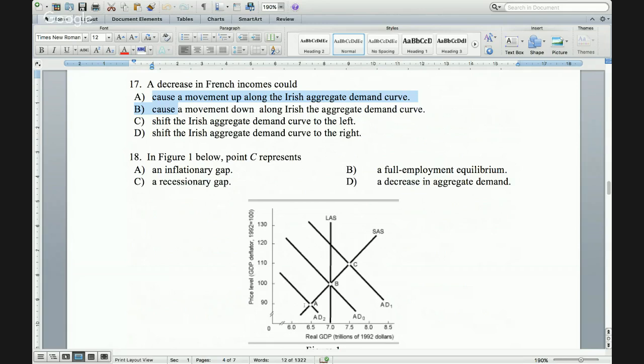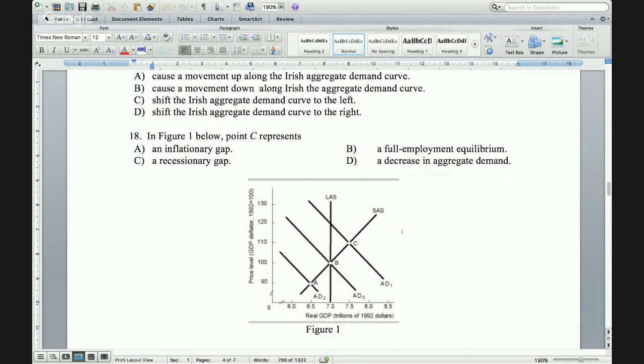Another one would be French incomes falling. I'm trying to look for an alternative where aggregate demand could shift out to the right for the Irish economy. Let me think. So French incomes decrease. And to be honest, I'm not sure. You'd have to go 50-50 on that, to be honest. Sorry, I can't really help you out with this one.